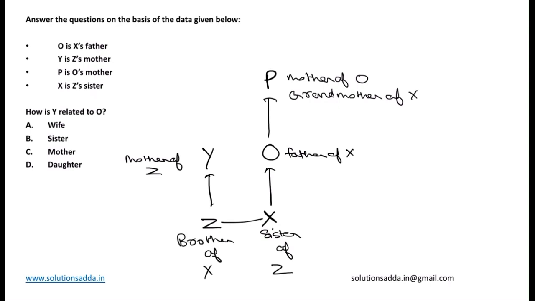X. Since X and Z are brother and sisters, therefore Y and O will be husband and wife. And since Y is mother of Z, therefore Y is wife of O. How is Y related to O? Therefore correct answer for this question is option A, wife of O.